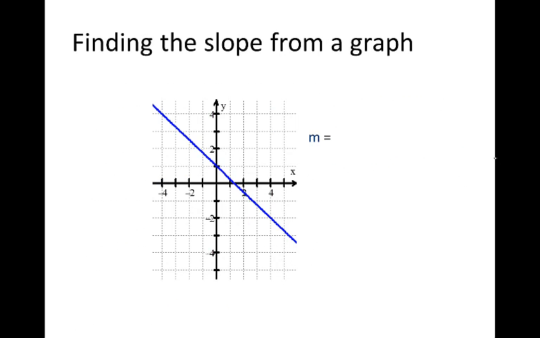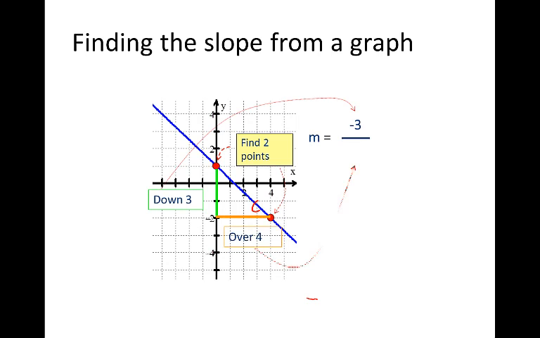Let's look at some examples. If we find the slope from a graph here, you find 2 points. Doesn't matter which points, but pick ones that are on a grid. I would not have wanted to choose, for instance, this point here, because I didn't really know what that is. I go down 3, so I put a minus 3, that's change in y of -3, and then over 4. So this is the way to do it from looking at the graph.